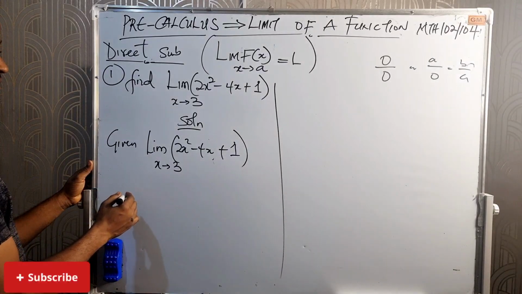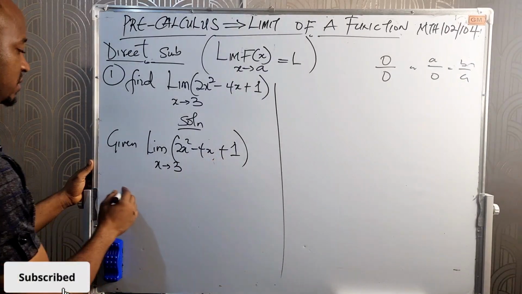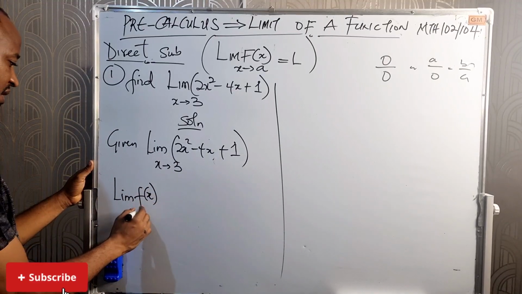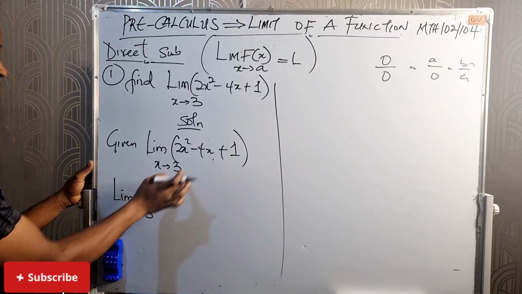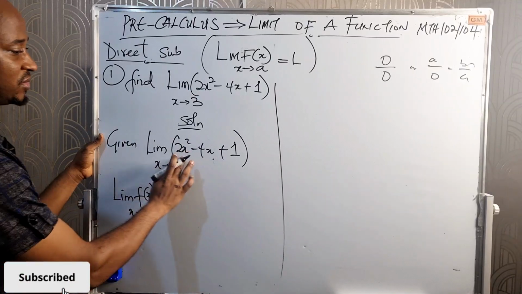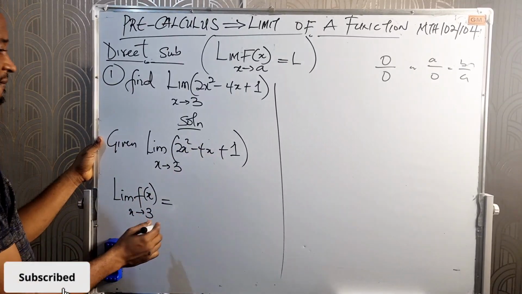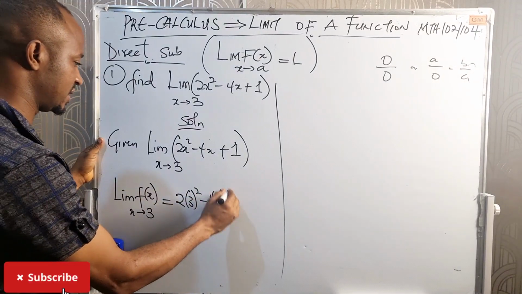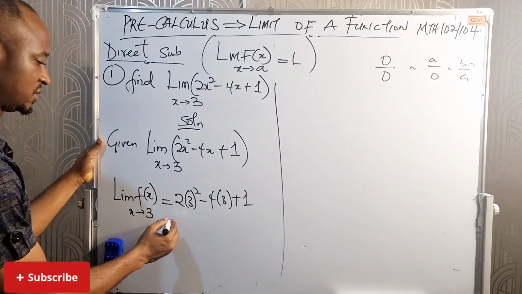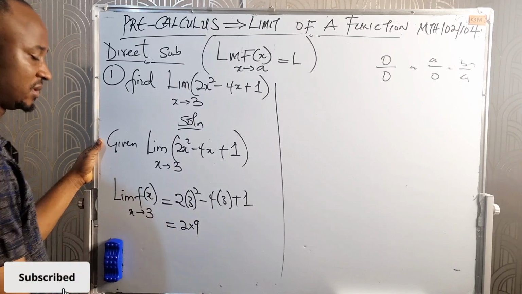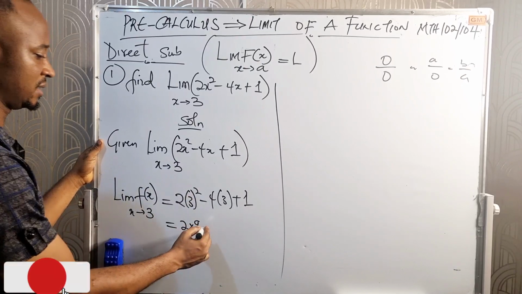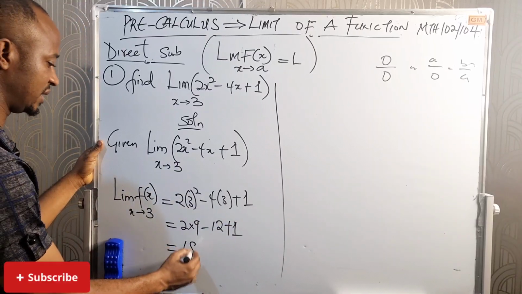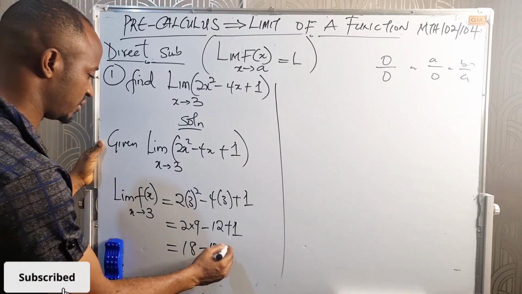Solution: our limit becomes the limit of f of x as x approaches 3. Our f of x is still this, which means I will substitute the value of x as 3. That was 2 times 3 squared minus 4 times 3 plus 1. So we have 2 times 9, since 3 squared is 9, minus 12 plus 1.